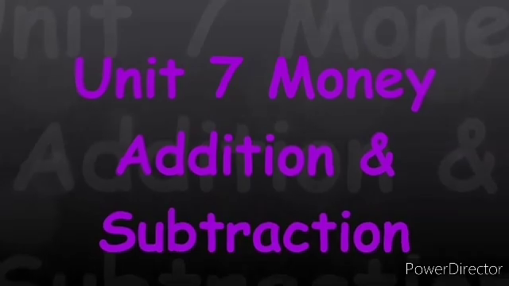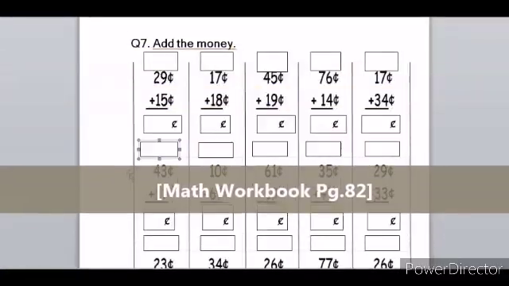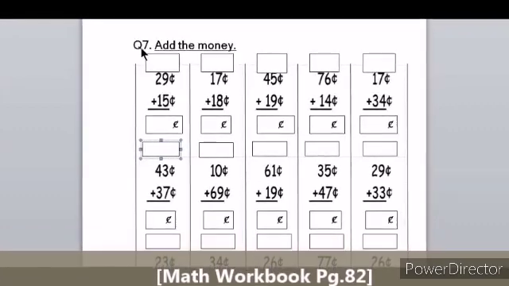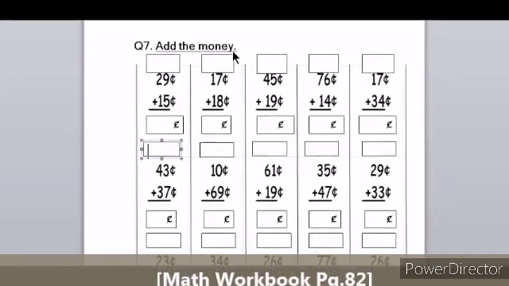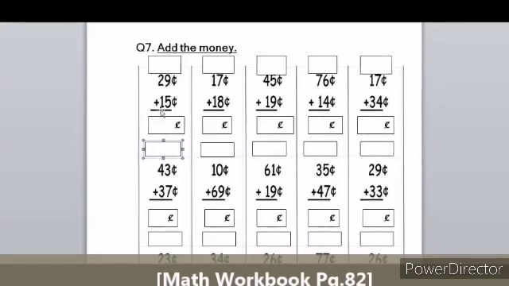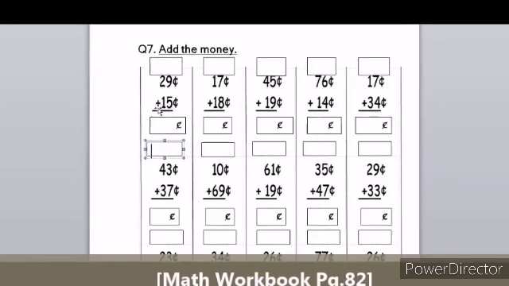Today from the unit 7 money we will be doing addition and subtraction. Okay, so please take page number 82 of your workbook. Read the question number 7. Add the money. That means there are two amounts of money given, 29 cents and 15 cents. You have to add and give the total.